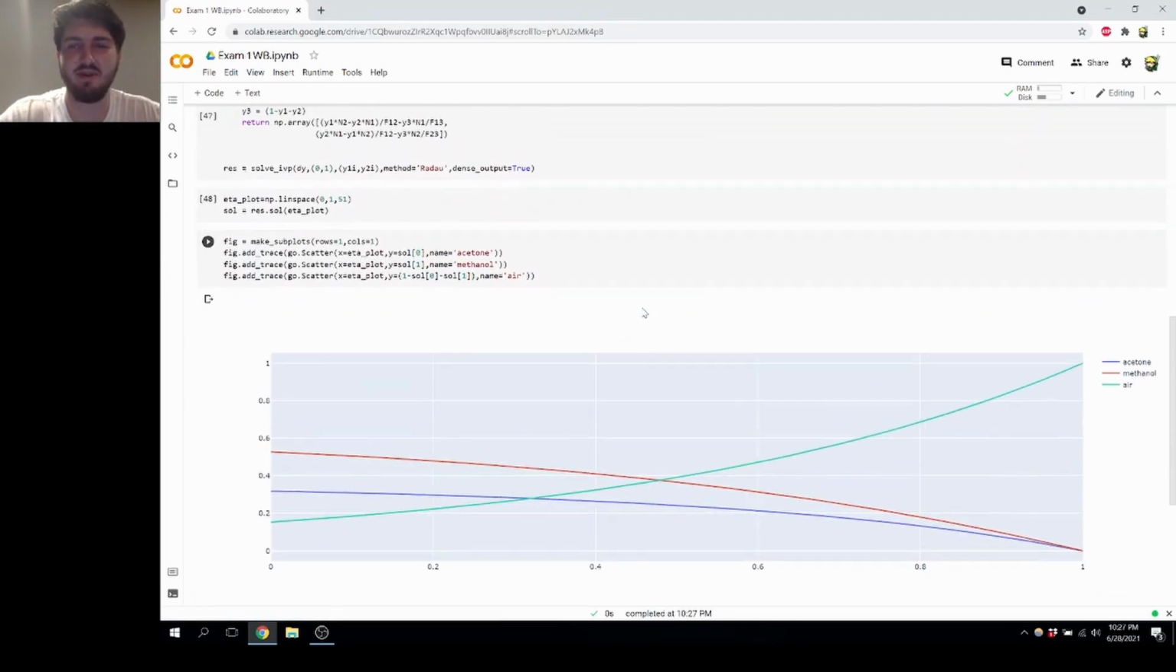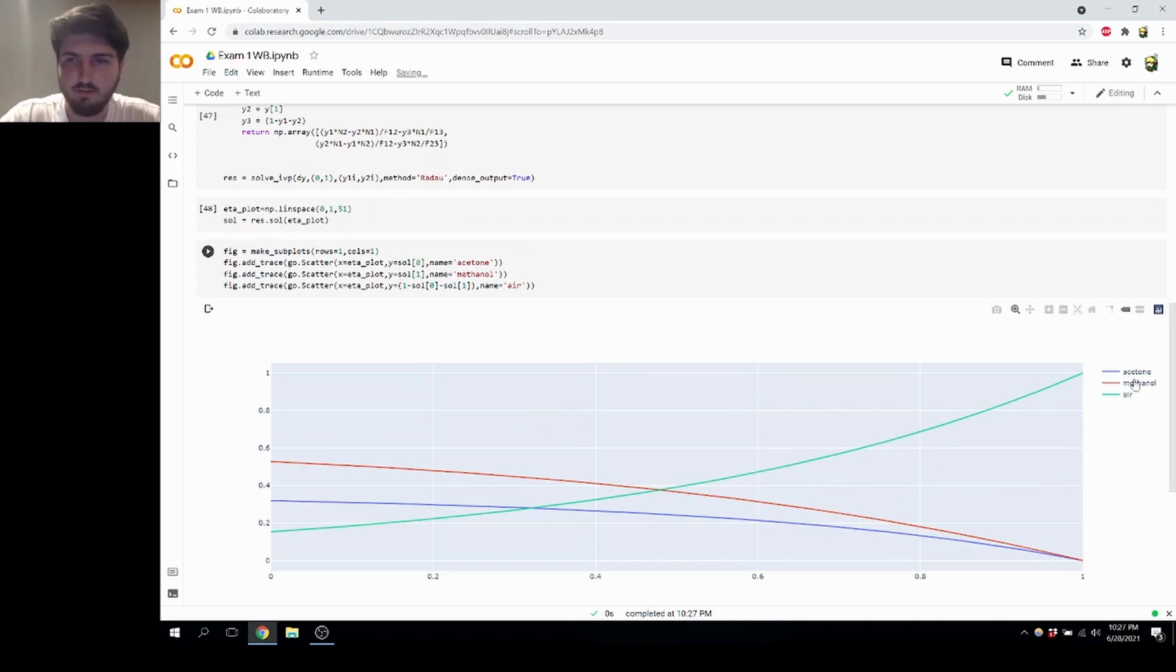Finally, that gives us the graph. As you can see, for acetone and methanol, it goes down all the way to 0. Air doesn't really have it.